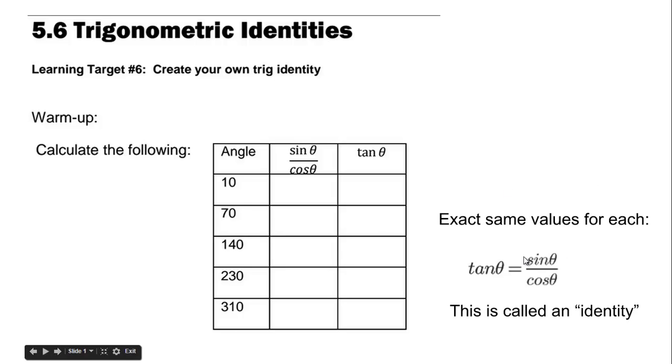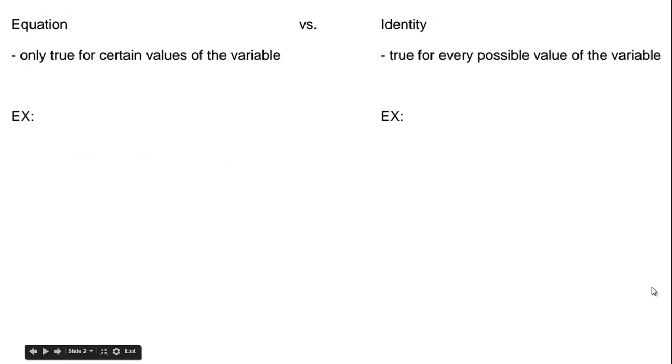This tan theta equals sine theta over cos theta is called an identity. The difference between an identity and an equation is that an equation is only true for certain values. It could be a bunch, but it's only true for certain values. An identity is true for all possible values. That's really why we have to prove it, because we're saying it's true for everything. We can't just test a few to make sure.